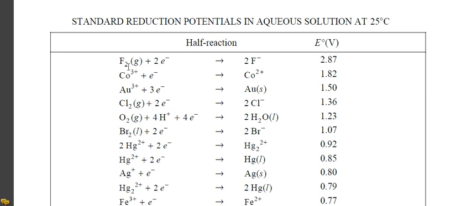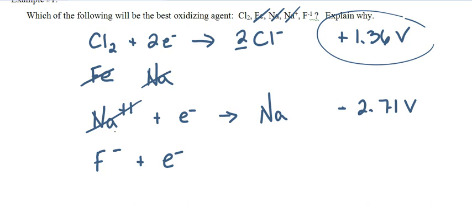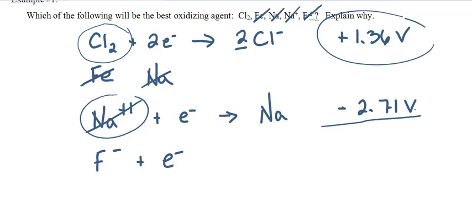So when we look at fluorine, fluorine likes to be reduced, but since it's already a negative ion, it too will not be reduced any further to make a more negative charge. So there are two options here, the chlorine and the sodium +1, and we just ruled out the sodium +1 because it has a negative voltage. Therefore, the best oxidizing agent of these 5 would be chlorine, and that's actually chlorine gas.